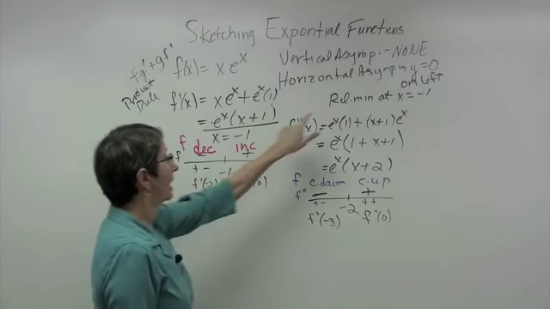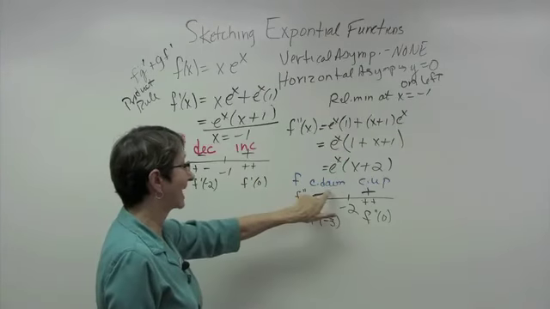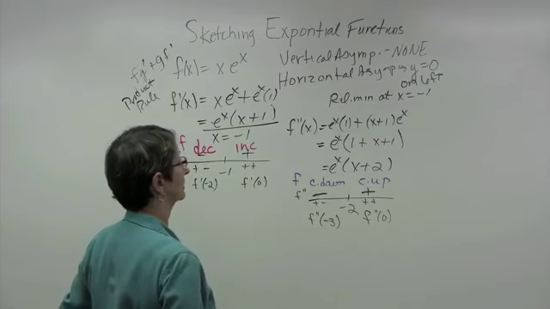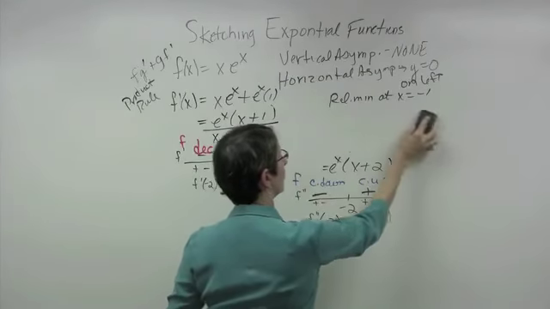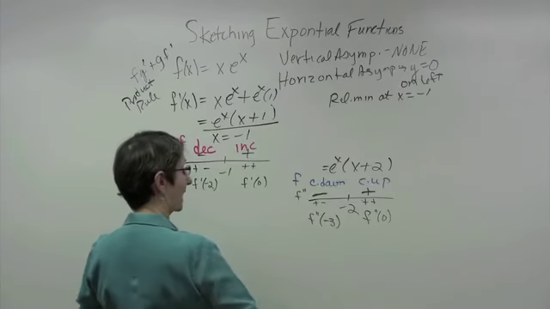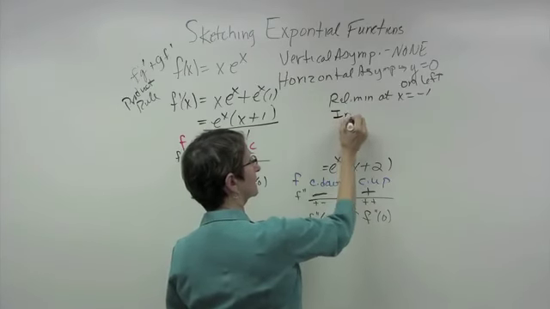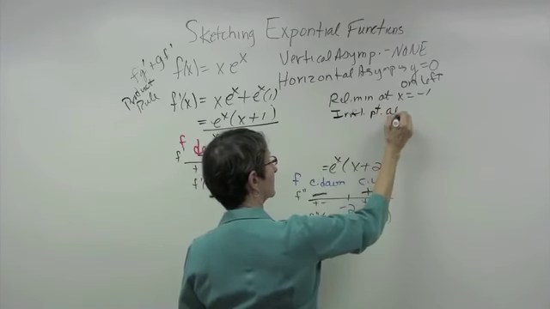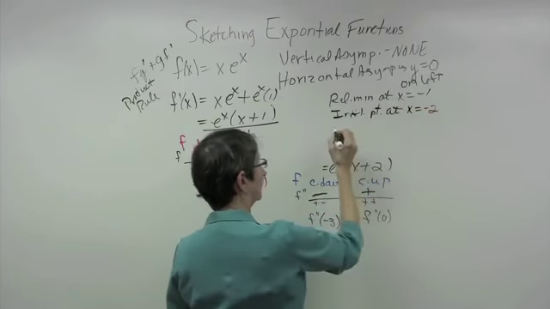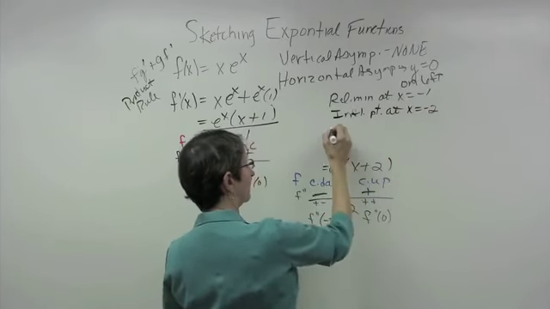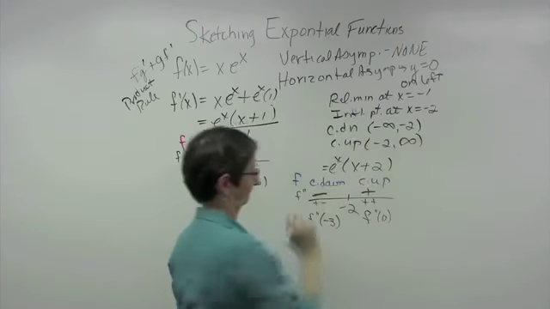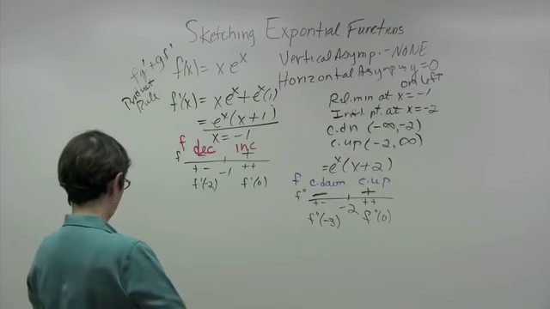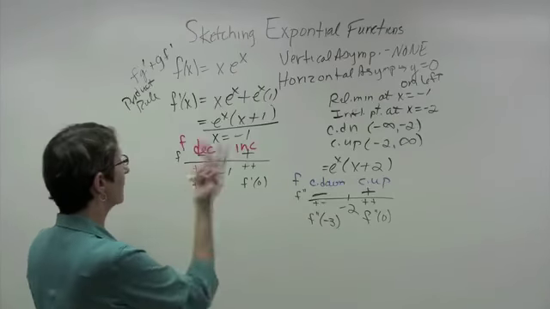So I have a relative min at x equal to -1. My concavity changes, so this is a point of inflection. Let's put in some more information right back up here. I have inflection point at x equal to -2, and then my concave down from -infinity to -2, concave up from -2 to infinity. Okay. So I have about all the information I can.